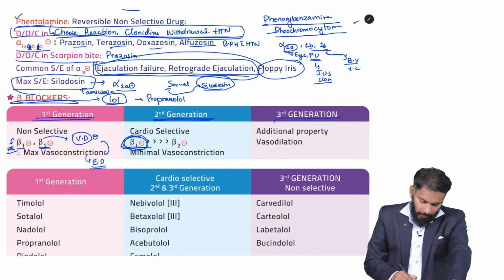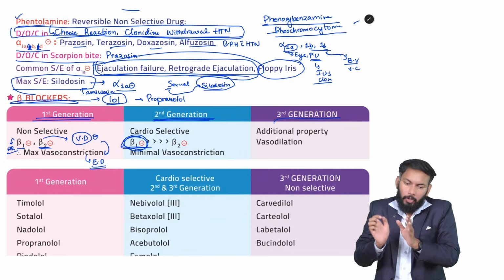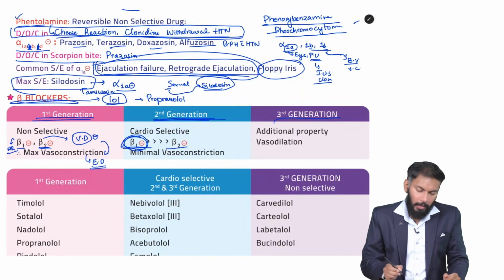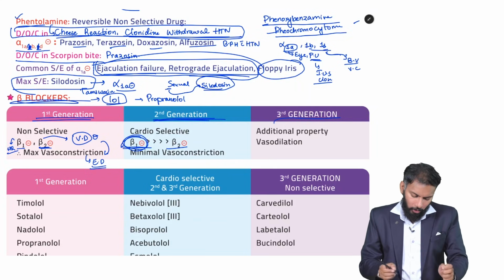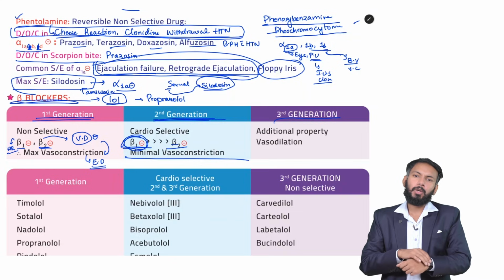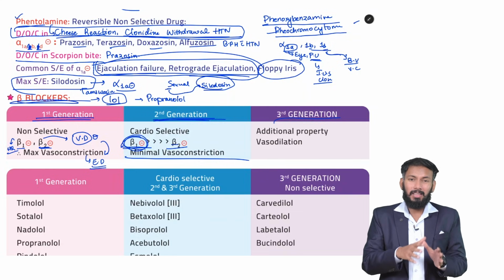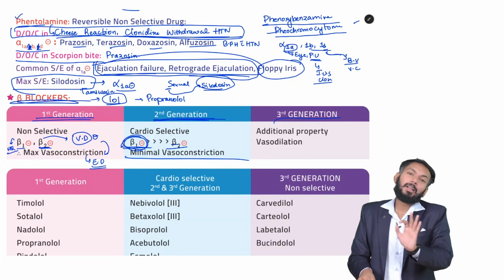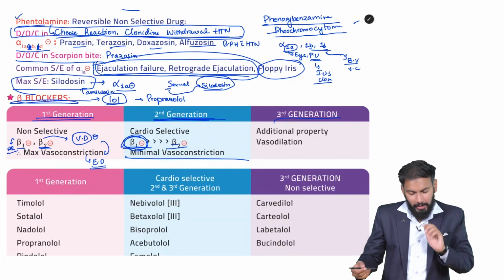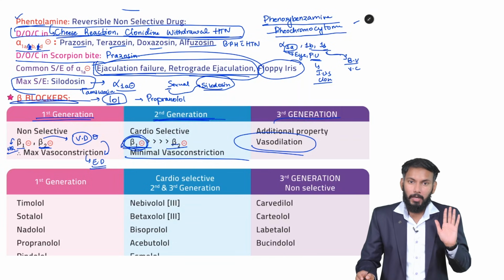So we have made second generation, which is acting mostly on beta 1, with some activity on beta 2. That is why it is known as cardioselective. But there is still some activity on beta 2, so there is still minimal vasoconstriction. So what did we do? We tried to make a third generation of drugs. In this, there is an additional property to these drugs. What is the additional property? Vasodilation. The additional property is vasodilation.